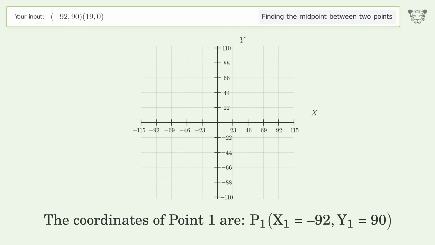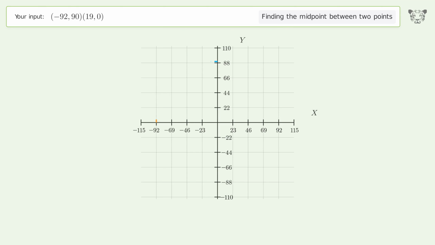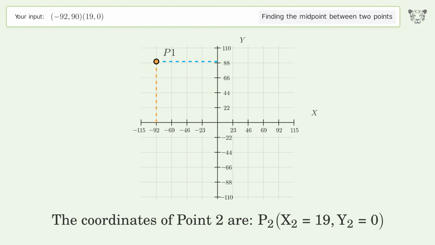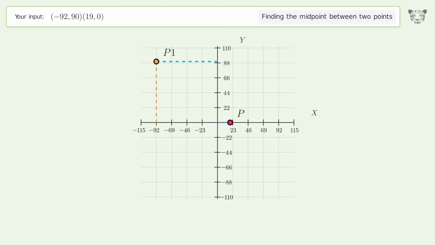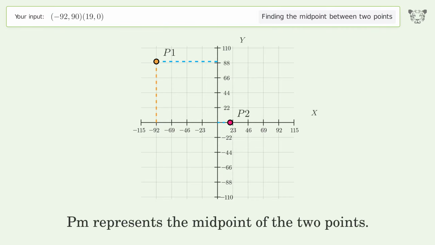The coordinates of point 1 are, x1 equals negative 92, y1 equals 90. The coordinates of point 2 are, x2 equals 19, y2 equals 0. PM represents the midpoint of the 2 points.